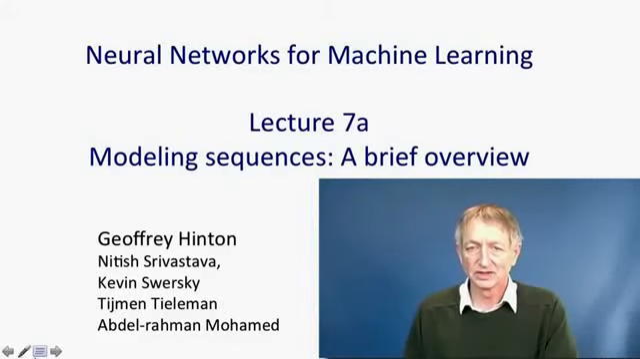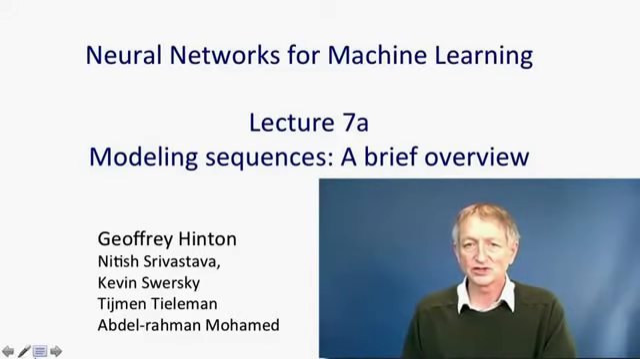In this video, I'm going to give an overview of various types of models that have been used for sequences. I'll start with the simplest kinds of models, which are auto-regressive models, that just try and predict the next term in a sequence from some previous terms. I'll talk about more elaborate variants of them using hidden units. And then I'll talk about more interesting kinds of models that have hidden state and hidden dynamics. These include linear dynamical systems and hidden Markov models.